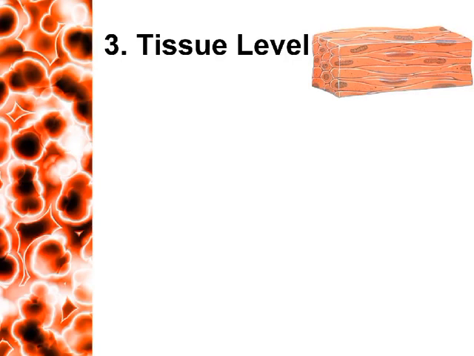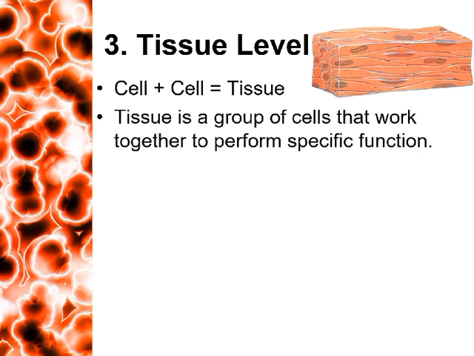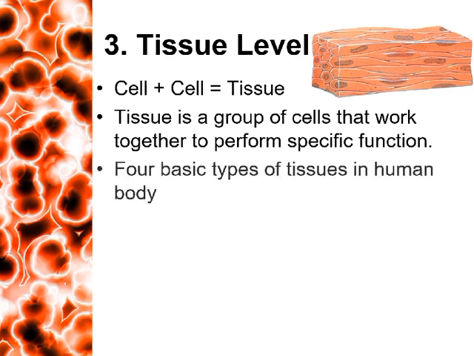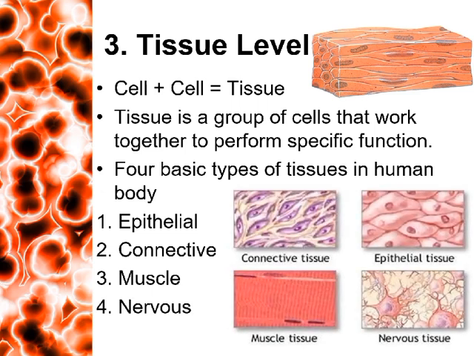The next level of organization is tissue level. Cell plus cell equals tissue. It means tissues are the groups of cells and the materials surrounding them that work together to perform a particular or specific function. There are just four basic types of tissues in the human body, which include epithelial tissue, connective tissue, muscle tissue, and nervous tissue. Now we'll study all these tissues separately.